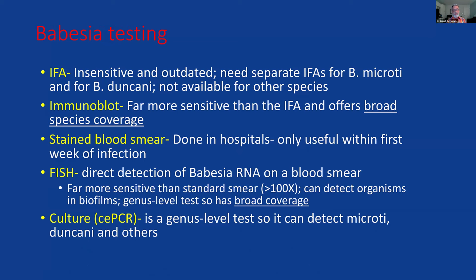A stained blood smear done in the hospital, you can find Babesia in the blood down to a sensitivity of maybe one per 100 red cells, or maybe per every 200 red cells. In other words, about a 1% parasite load. With a FISH test, which is available for Babesia, it's at least 100 times, and one article I read says 1,000 times more sensitive than a standard blood smear.